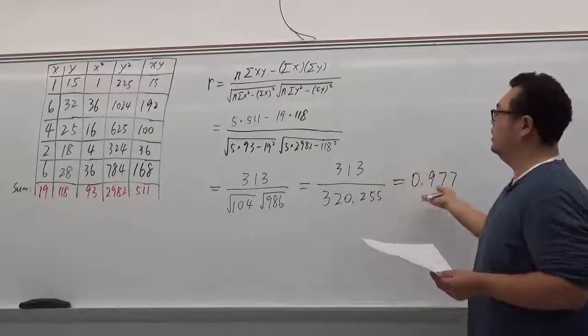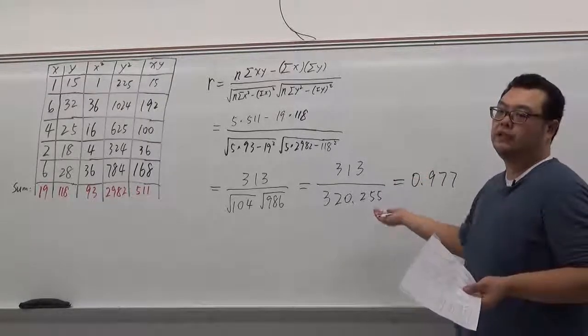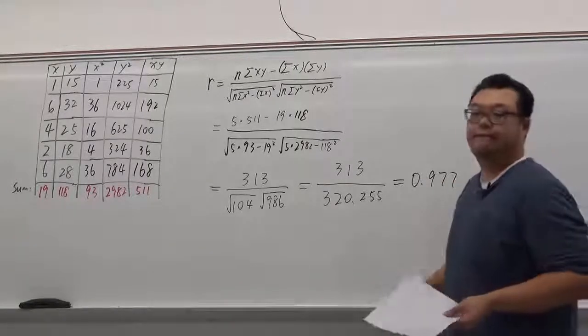As we mentioned before, the absolute value of r should be less than or equal to 1. So that is at least okay.